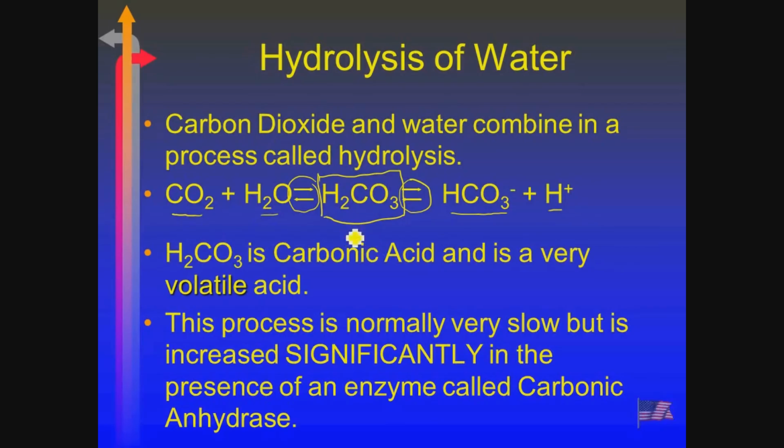Under normal conditions, this is a very slow reaction. Not a lot of CO2 is converted to carbonic acid under normal conditions. In the presence of an enzyme called carbonic anhydrase, however, that process is speeded up tremendously. So CO2 readily combines with water in the presence of carbonic anhydrase to form carbonic acid and dissociate into bicarbonate ions and hydrogen ions.